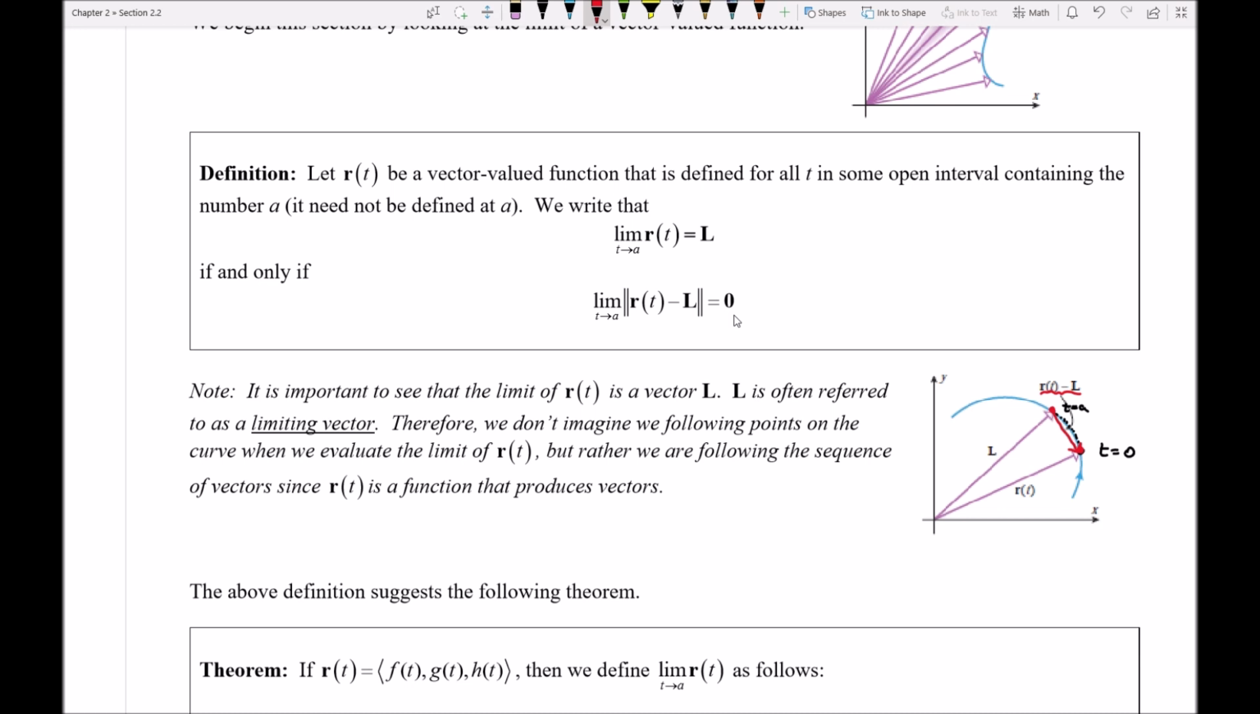This is a weird concept. I'm partially thinking about the points along the curve, but I'm really thinking about the vectors that are creating those points. What we're going to see in the videos to come is how we actually go about computing limits. If I had a vector function and was asked to compute the limit, what do I actually have to do to make that happen? And then how can we take this concept of limits and extend it to things like derivatives and integrals, like we have seen throughout Calc 1 and Calc 2.